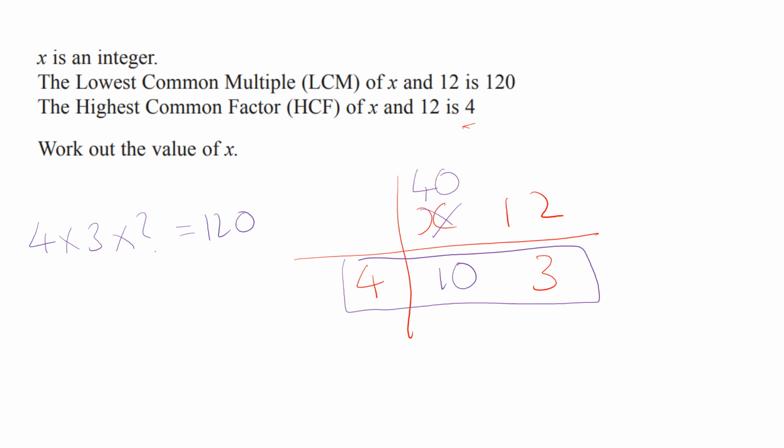And let's just check it makes sense. So we've got the highest common factor of 40 and 12 is 4. Yep. And the lowest common multiple of 40 and 12 is 120. Like, that totally makes sense. So this is 40. As you can see, it's a really nice little way of solving problems like this.